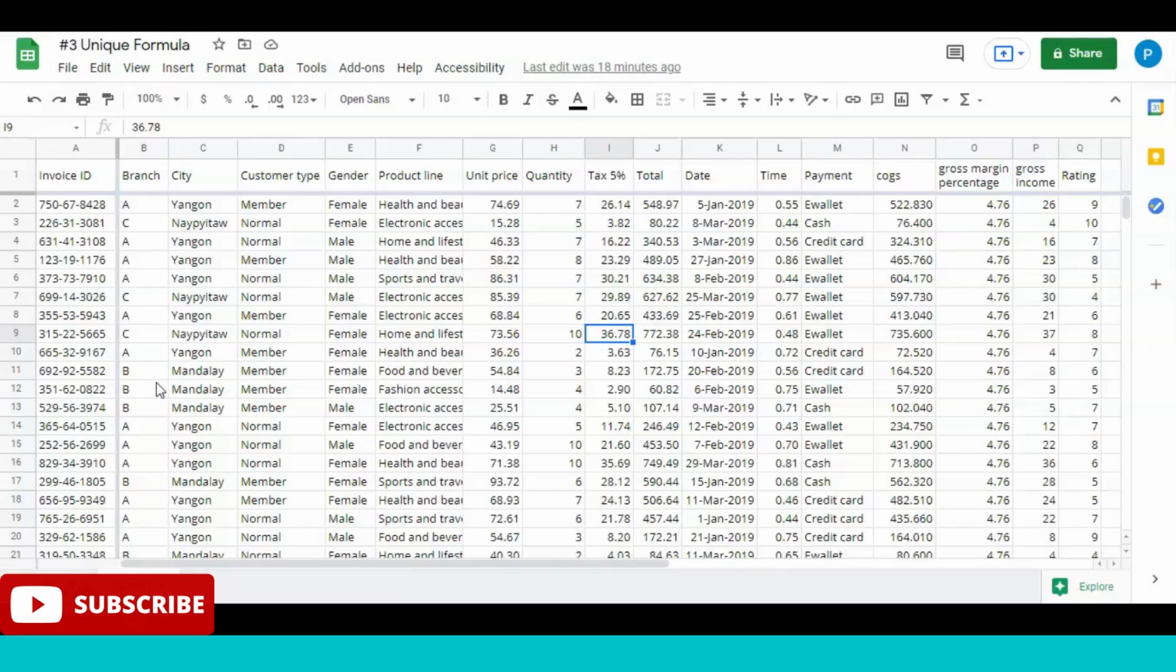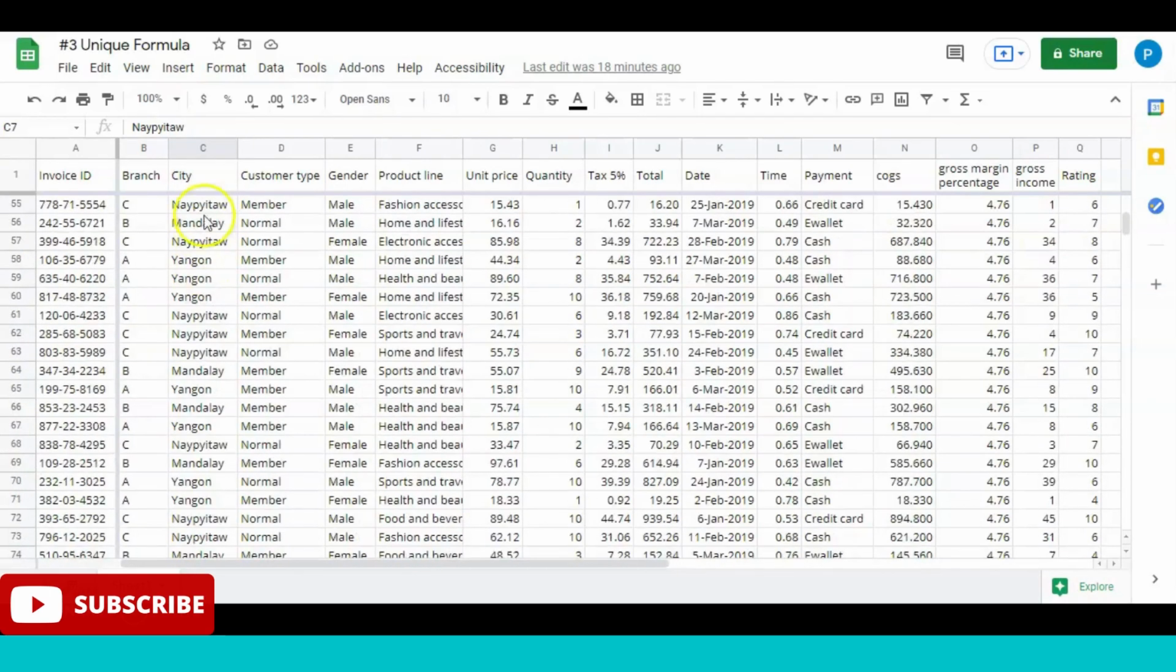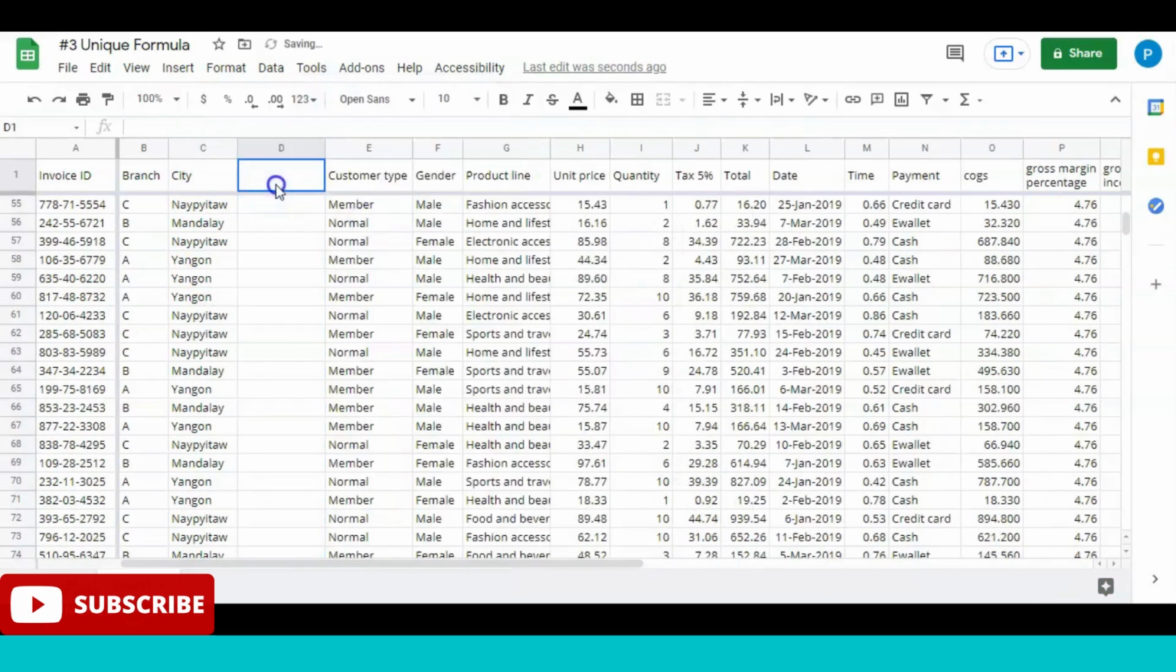Okay, so this is my data set where I'm going to perform the formulas which we discussed before. For example, now we are going to see the unique formula. If I want to find how many unique cities we have in this C column, I have to use the unique formula to understand how many unique cities I have throughout the data. So let's try to use this. I'm adding a temporary column on the left side to apply the unique formula.